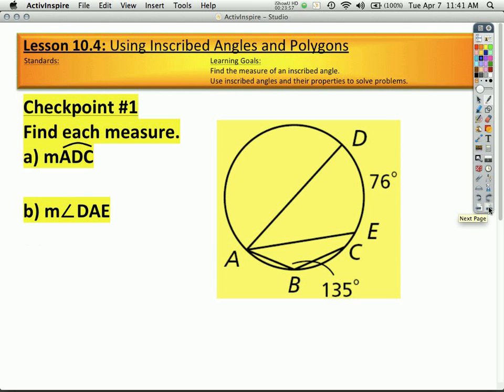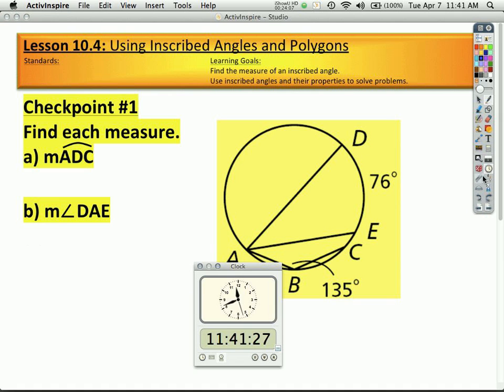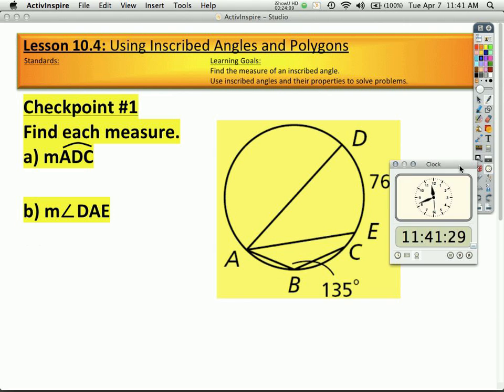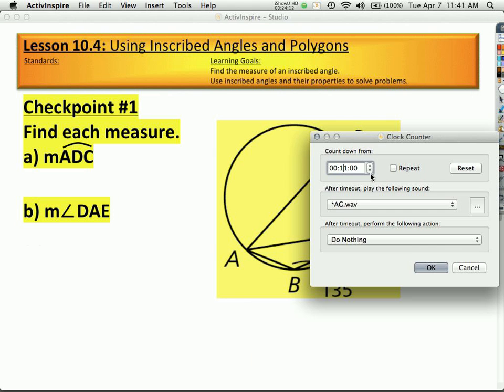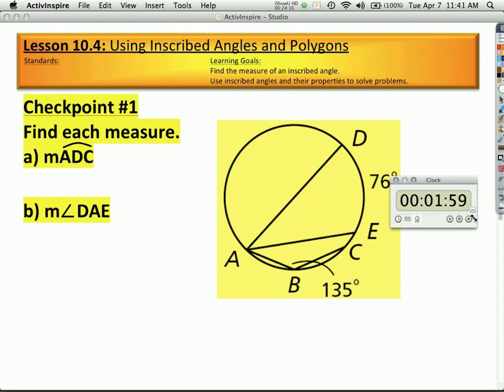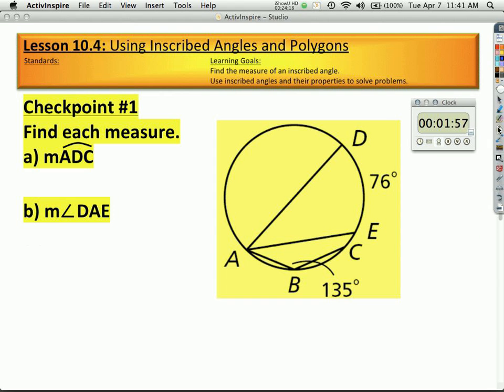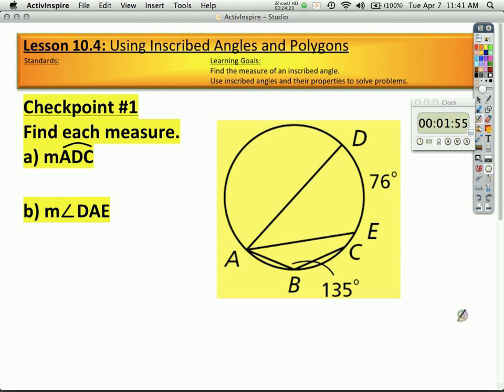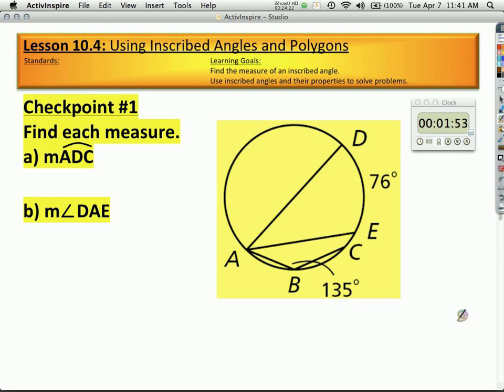Checkpoint number 1. Elevating the level a little bit. You do not need to draw anything. Just answer question A, answer question B. You got 2 minutes. And if you're done before the bell rings, compare your answers with your new teammates to see if you guys agree. Of course, if you need any guidance, please let me know.